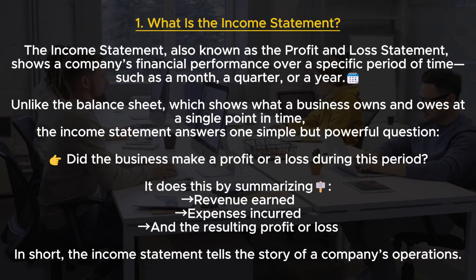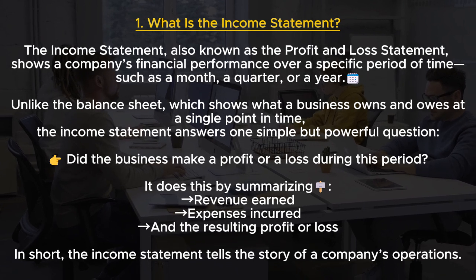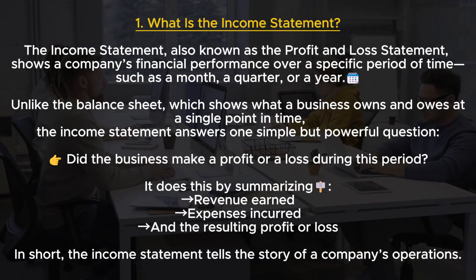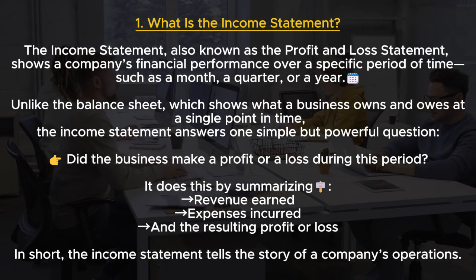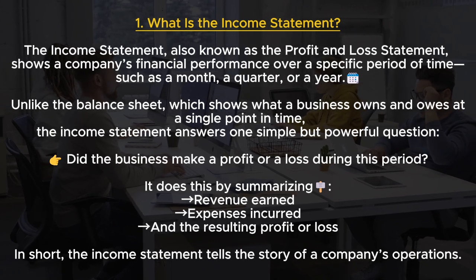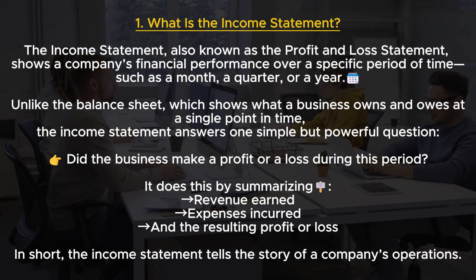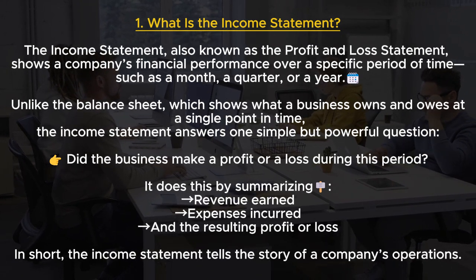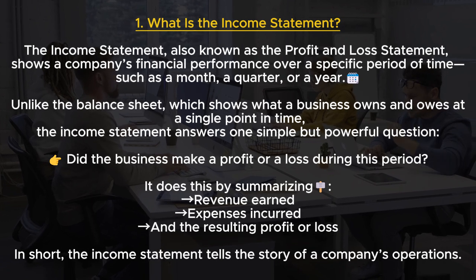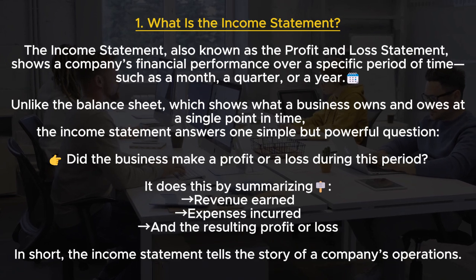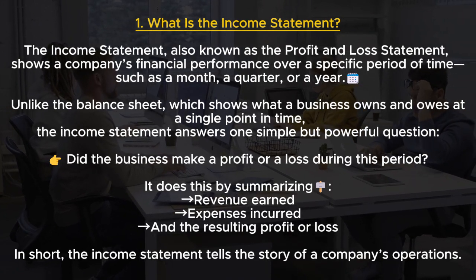So let's get started. What is the income statement? The income statement, also known as the profit and loss statement, shows a company's financial performance over a specific period of time, such as a month, a quarter, or a year. Unlike the balance sheet, which shows what a business owns and owes at a single point in time, the income statement answers one simple but powerful question. Did the business make a profit or a loss during this period? It does this by summarizing revenue earned, expenses incurred, and the resulting profit or loss. In short, the income statement tells the story of a company's operations.